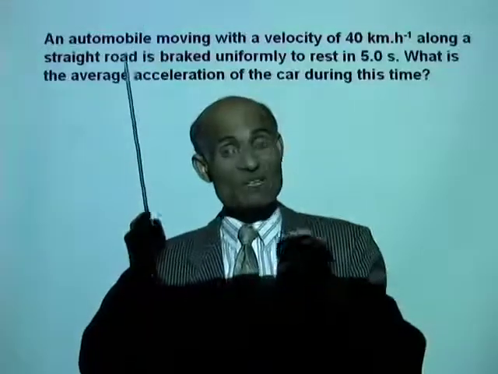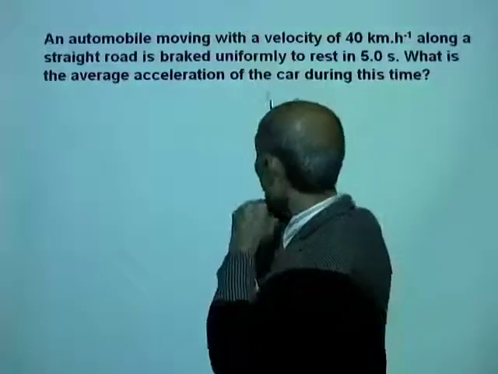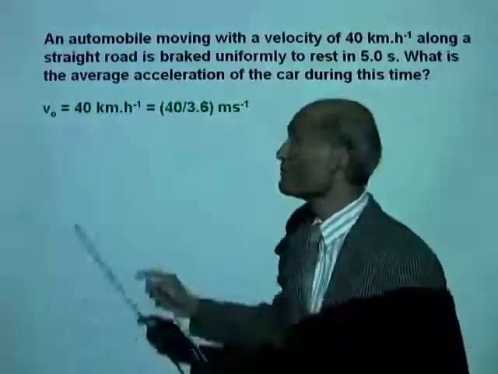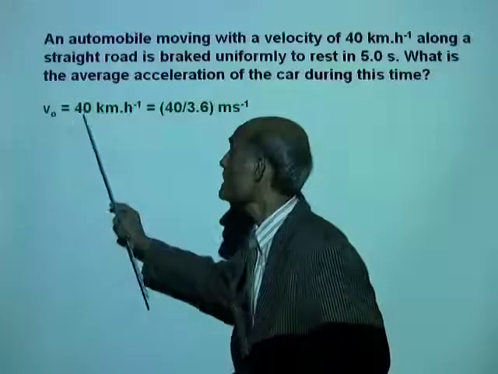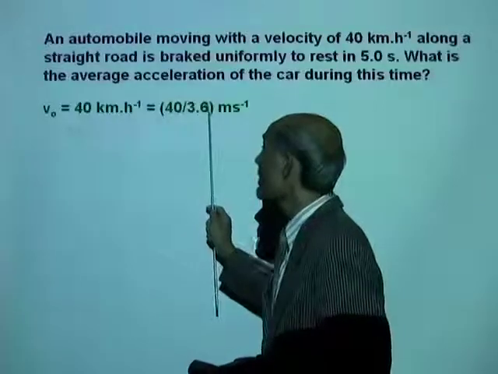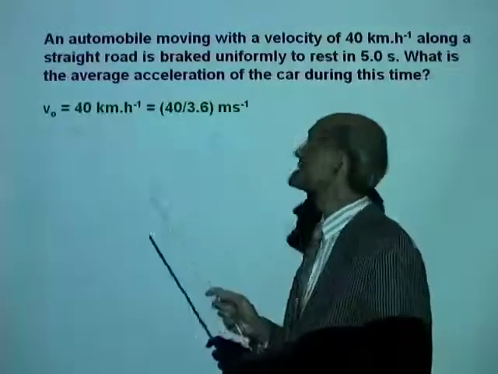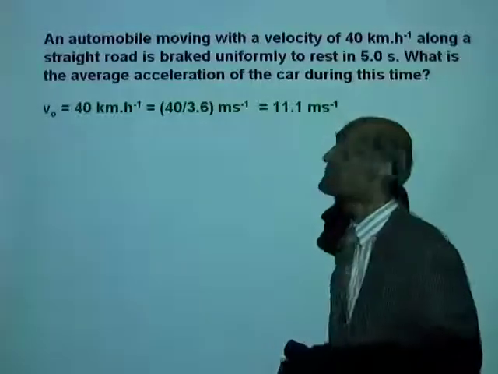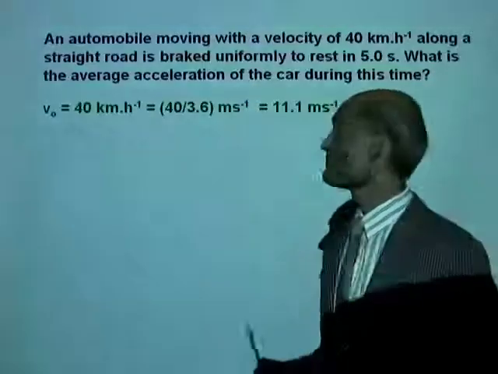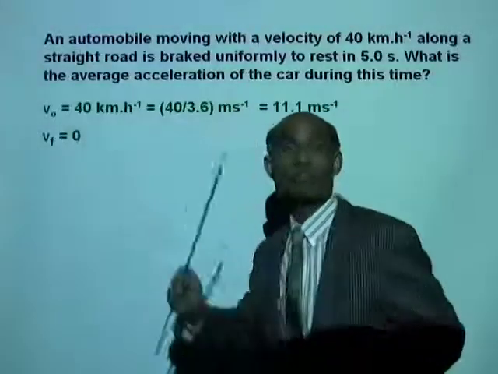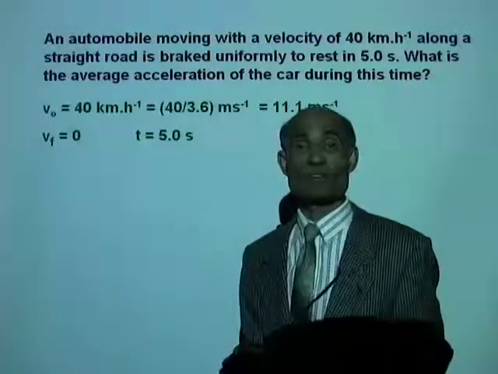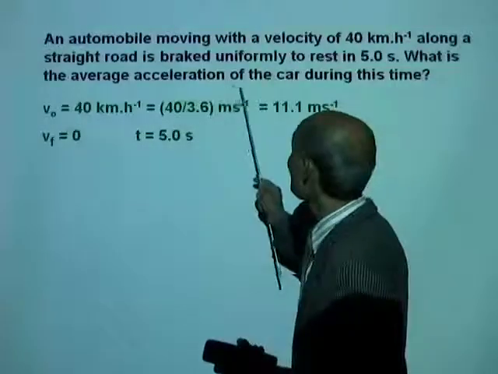It is brought to rest. The final velocity is 0. And this happened in a time of 5 seconds. Let's write that down. V0, the initial velocity, is 40 km/h, and that will be 40 divided by 3.6 meter per second. That is 11.1 meter per second. That is the initial velocity. What is Vf? Vf equals 0. Alright, the time is 5 seconds. But all we need to do is to find the acceleration.